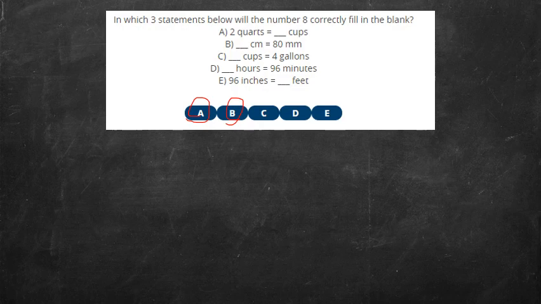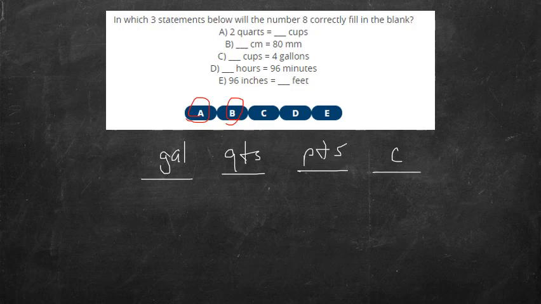Now on C, we have liquid conversion, and we have blank cups equals 4 gallons. So just like the last question, I can make a chart that's based on patterns. We'll start our chart off with gallons, and we'll have the next section, which is quarts, and then we'll have pints, and we'll have cups. Each one of these sections will have a different conversion based on the gallon. I'm trying to find out how many cups are in a gallon, and if 8 will fill the blank. So we can do 1 gallon, 2 gallons, 3 gallons, 4 gallons.